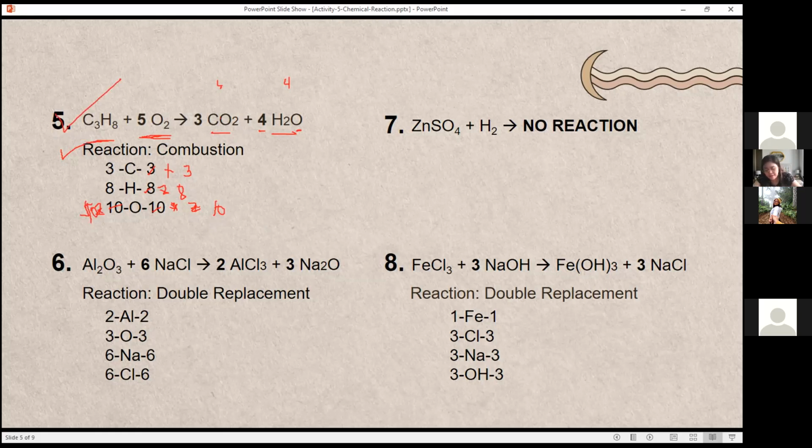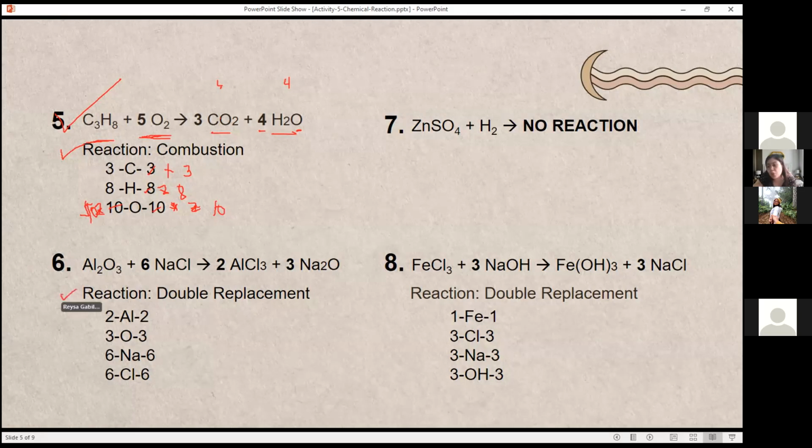Question sa number 5. Okay, wait lang ha. Wait lang talaga. Okay, number 6. Wala question sa number 5. I hope tama yung answer din ha. So number 6, this is correct.